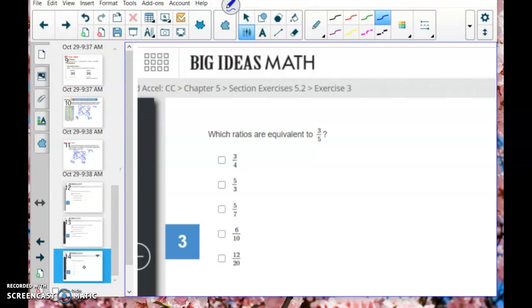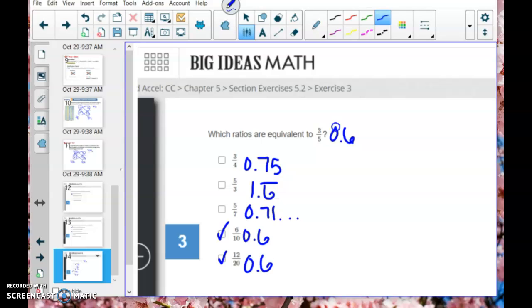Next one, which ratios are equivalent to 3/5? Well, I know 3/5 would be 0.6. 3/4 is 0.75, so no. 5 divided by 3 would be 1.6 repeating, so that would not equal it. 5 divided by 7 would be 0.714, and so on. That would not be equivalent. 6 divided by 10 is 0.6, so I would check that one. And 12 divided by 20 is also 0.6, so I would check that one.